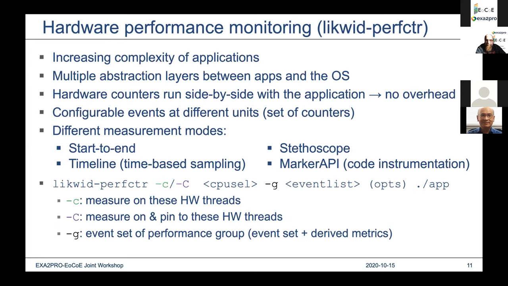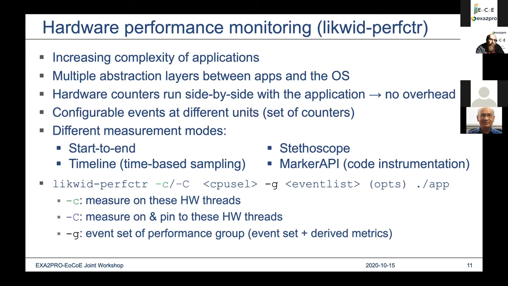There are configurable events at different units in the system, and a unit is like the memory controller or the socket interconnect on one side of the CPU socket or one part of the L3 cache segments or whatever. So they are pretty scattered all over the hardware, and each unit provides a set of counters, commonly 4 to 6. Some of them are freely configurable. Some of them provide a fixed event, like instructions retired, which is a fixed event on most systems. So there you can see how many instructions have been executed by my application.